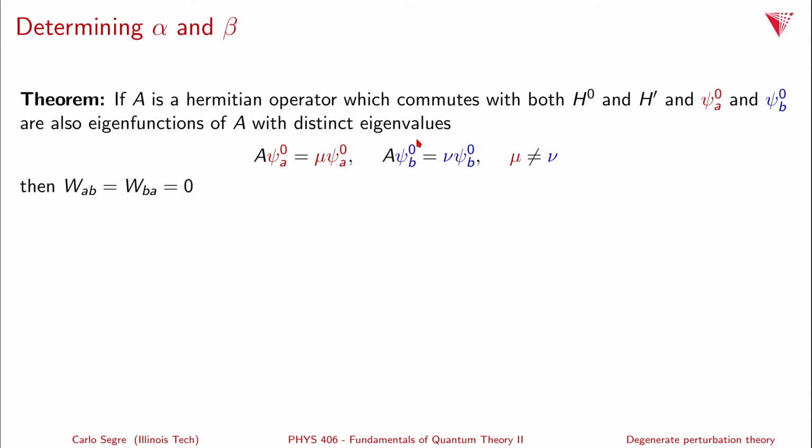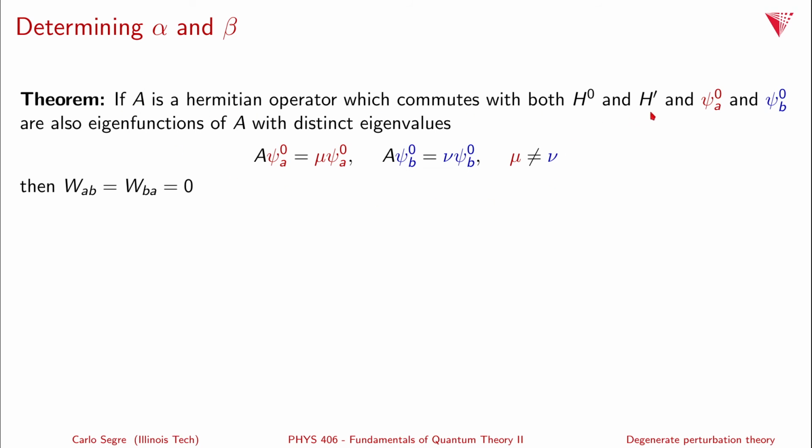So you can determine alpha and beta if A is a Hermitian operator which commutes with both H0 and H prime, and psi A0 and psi B0 are also eigenfunctions of A with distinct eigenvalues. Remember, if we have an operator that commutes with the Hamiltonian, then you can have common eigenstates.